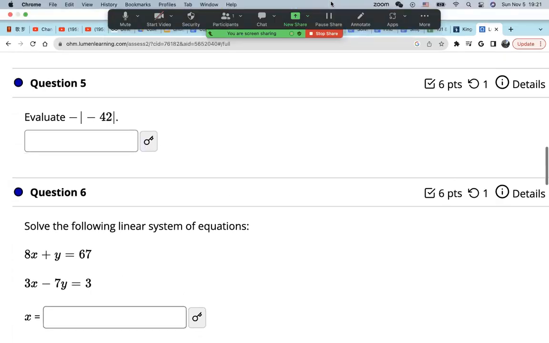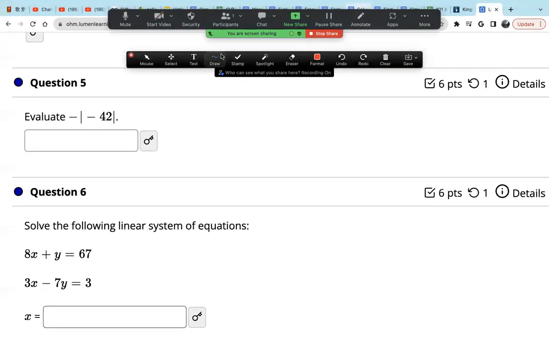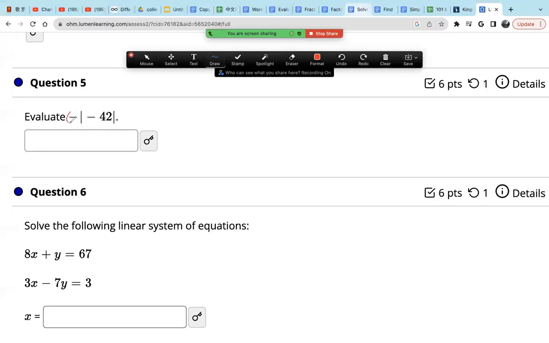Let's say 5. 5 is about absolute values. But this negative sign is outside the absolute value, so this is a negative. Then the absolute value sign turns negative 42 to be positive. So this should be negative 42.